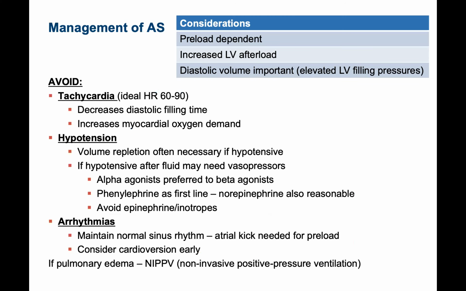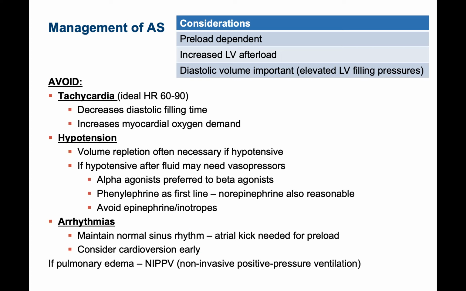So, management of aortic stenosis, I'm sure you're familiar with this. We need to remember that these patients are preload dependent. They have an increased LV afterload, and diastolic volume is important. They do have elevated LV filling pressure. So we're going to avoid tachycardia, avoid hypotension, and avoid arrhythmias. Our ideal heart rate is going to be 60 to 90.